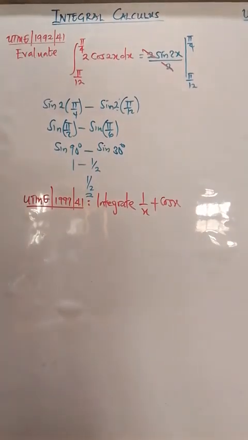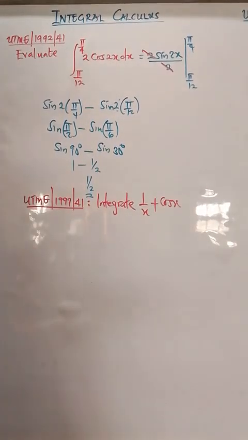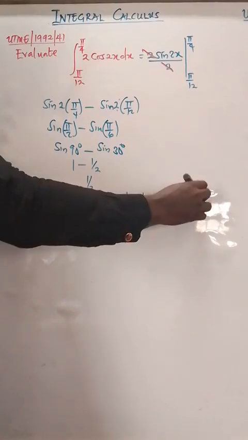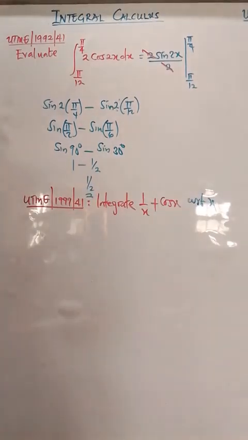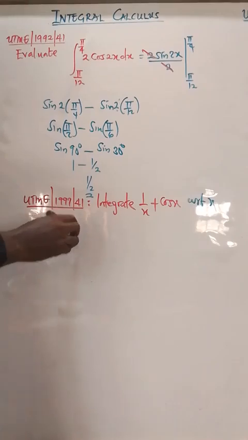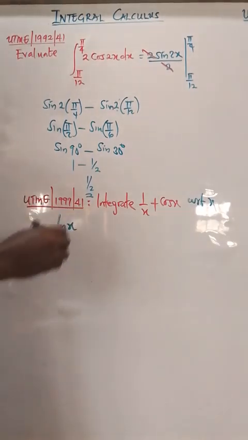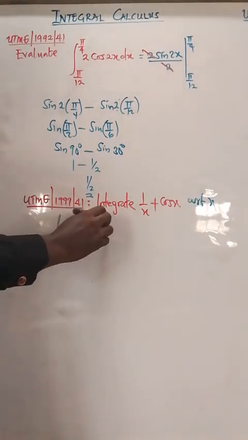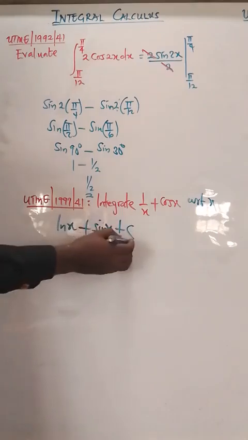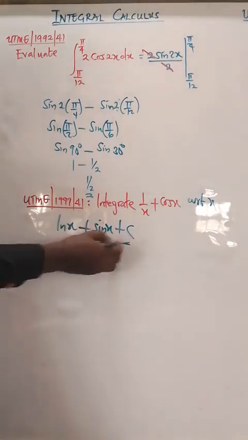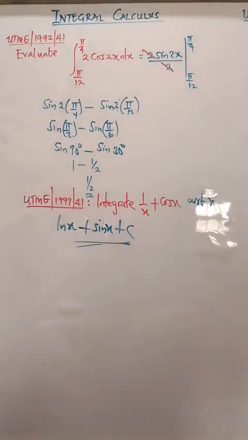1997 number 41. Integrate 1 over x plus cos x with respect to x. So what is the integral of 1 over x? ln x. Integral of cos x, sin x plus c. As simple as that. Imagine, a JAMB question for that matter.